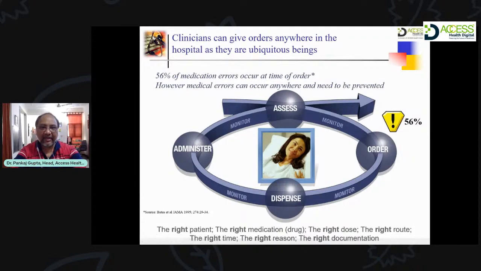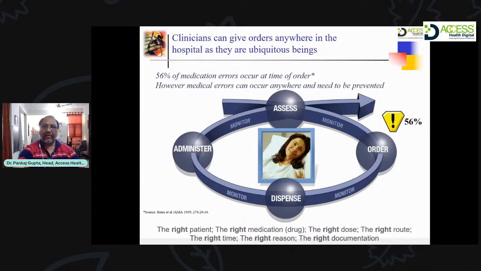So there are about 6 rights which the CPOE basically makes sure happen. What are those 6 rights? So it should be the right patient, the right medication, the right dose, the right route of administration, the right time, the right reason, and the right documentation. So CPOE makes sure that all these rights are in place. And with BCMA, you're able to technologically determine that whatever medicine was ordered is the medicine that actually went into the patient.